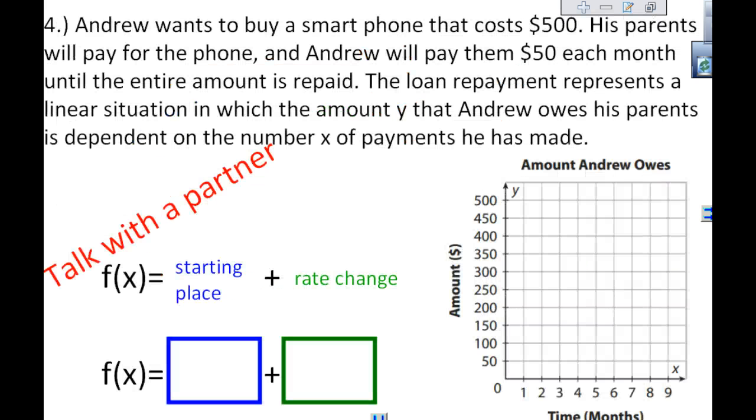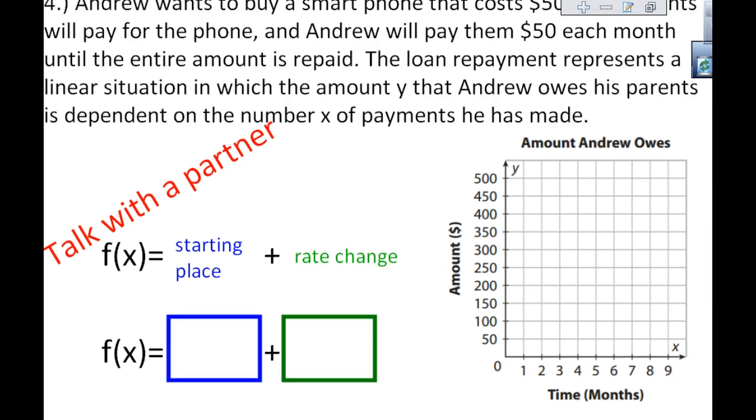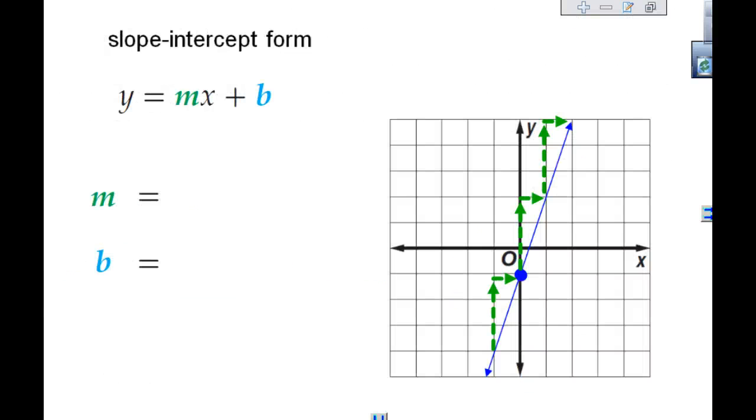Okay, we're running low on time, so I want to skip to here that you can see. Without a word problem, how do we do this? Identify the starting point.